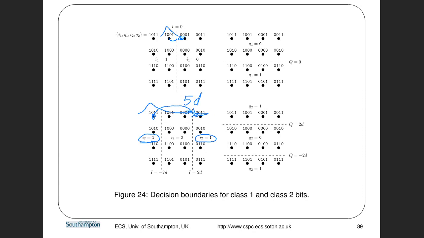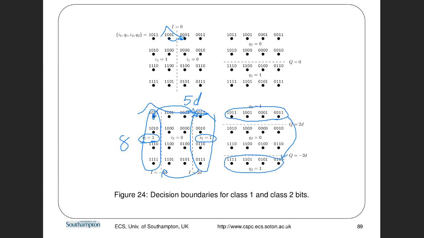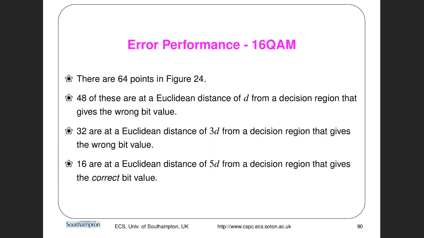So can anyone tell me how many constellation points are of distance 5D to the decision boundary? There are four here, and four here that are of distance 5D to this decision boundary. So 8 here. And then similarly for the fourth figure, we have four constellation points here that are of distance 5D to this decision boundary, and four constellation points here that are of distance 5D to this decision boundary. So I have 8 here. In total, we have 16 constellation points that are at a Euclidean distance of 5D.